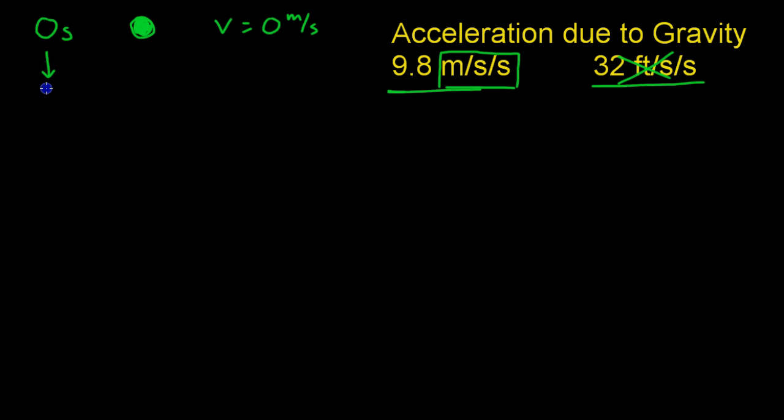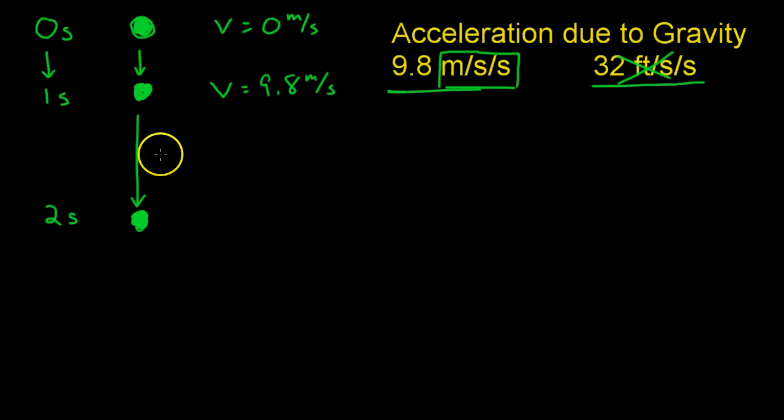We drop it, and after 1 second, let's say it gets to here. And after 1 second, the velocity will be 9.8 meters per second. And then after an additional second, this is at the 2 second mark. This sphere that's falling will have been falling faster and faster. So you can see that during this interval between 1 and 2 seconds, it fell further because it was going faster.